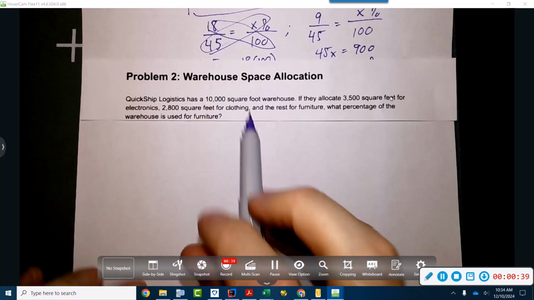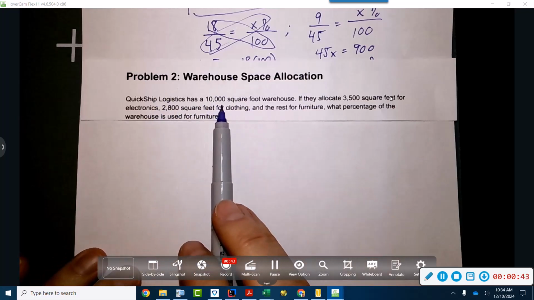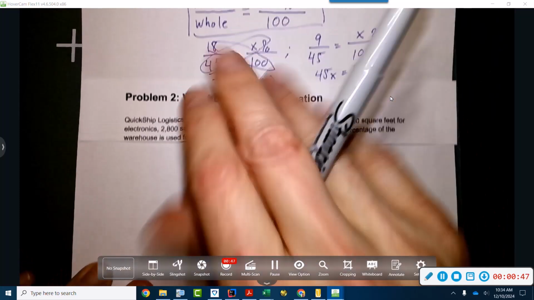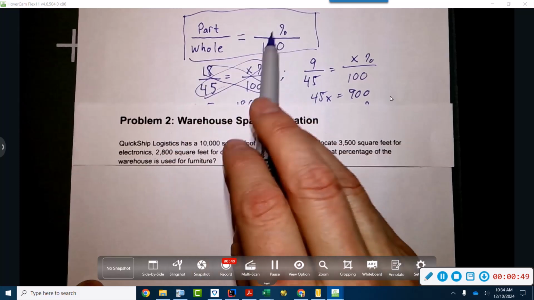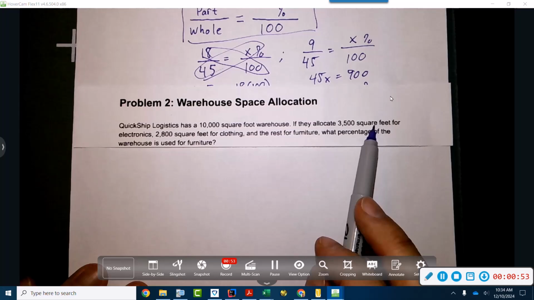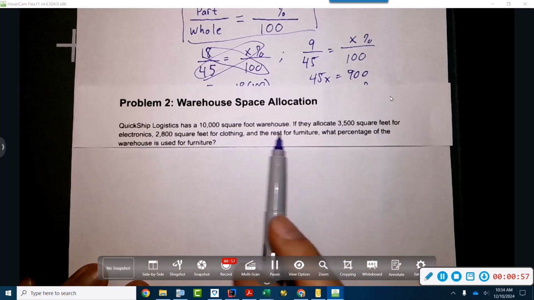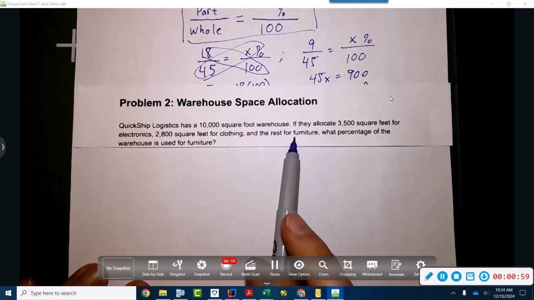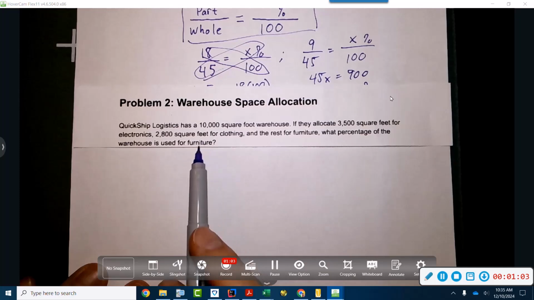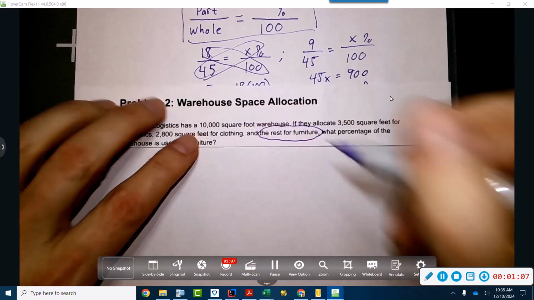Here's problem 2. Quick Ship Logistics has a 10,000 square foot warehouse. Hopefully you already know which type of problem this is. If they allocate 3,500 square feet for electronics, 2,800 for clothing, and the rest for furniture, what percentage of the warehouse is used for furniture? So they just want us to figure out furniture.